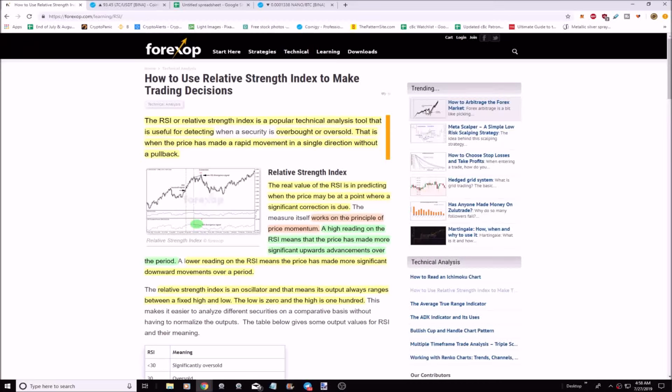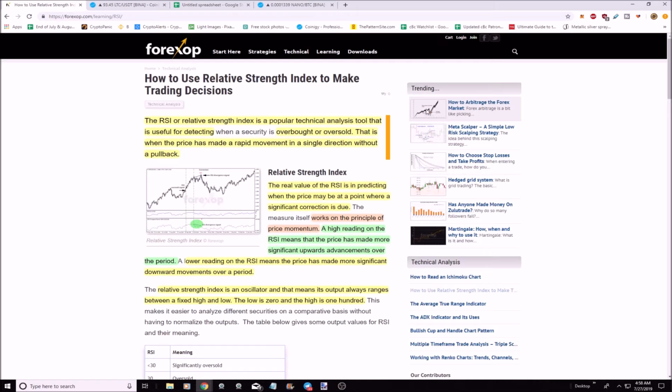RSI, how to use the relative strength index. The RSI, or relative strength index, is a popular technical analysis tool. It's useful for detecting overbought and oversold conditions. When the price has made a rapid movement in a single direction without a pullback, potentially you'd see overbought conditions. The real value of the RSI is predicting when the price may be at a point where a significant correction is due. It works on the principle of price momentum.